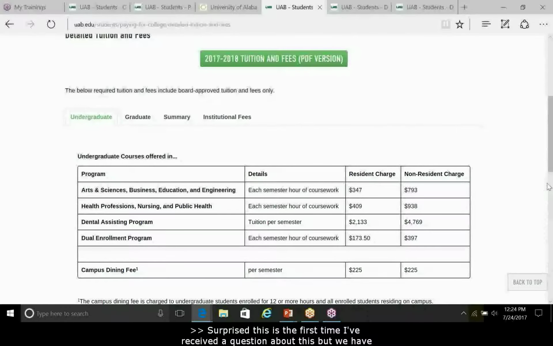I'm surprised that this is the first time we've received a question about this, but we have, and so I want to make sure we answer. Is a military dependent who is living out of state, is there any way that they can apply for in-state tuition considerations?